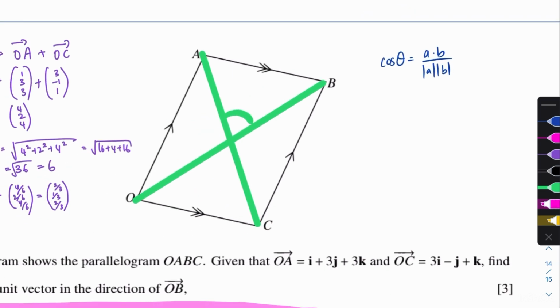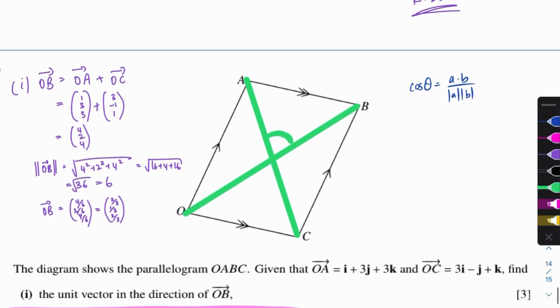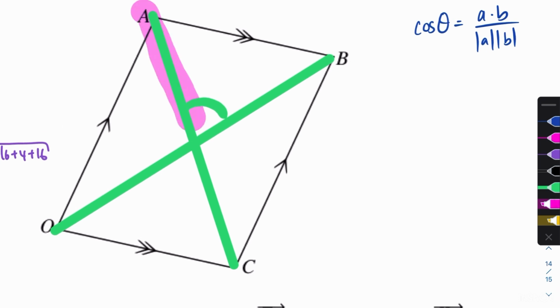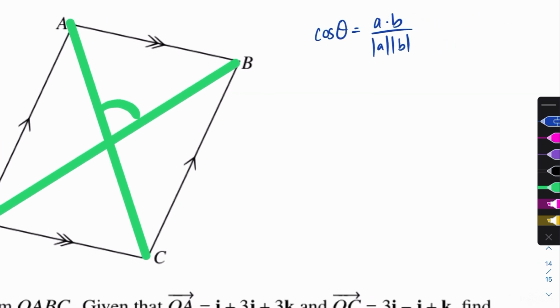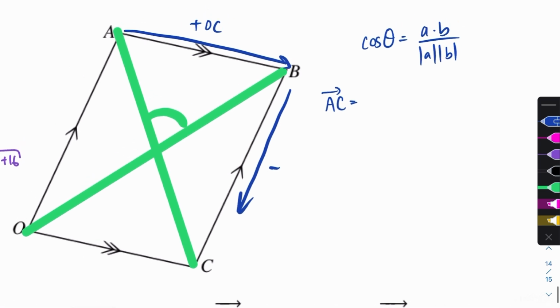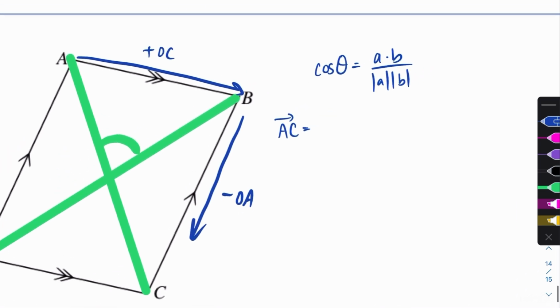So we already have the vector for OB. Let's find the vector for AC. Let's find this vector. So AC is going to be, you go this way and then you go this way. So this is plus OC and minus OA. So AC equals OC minus OA.